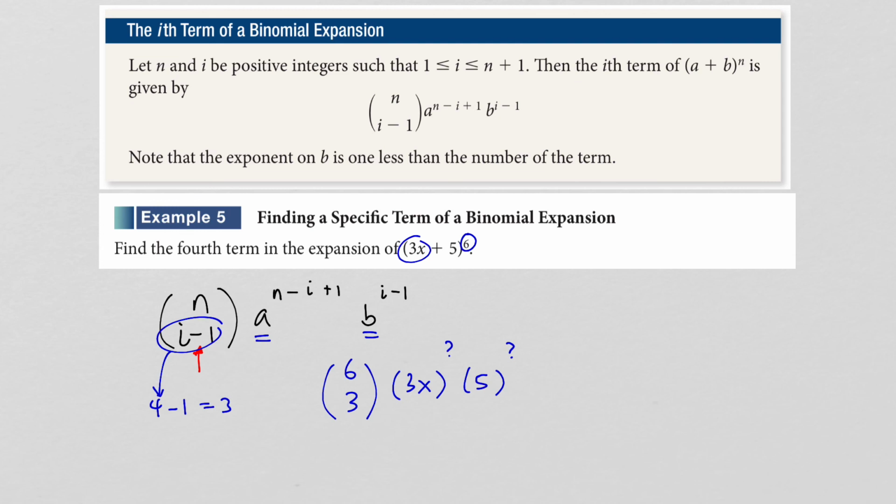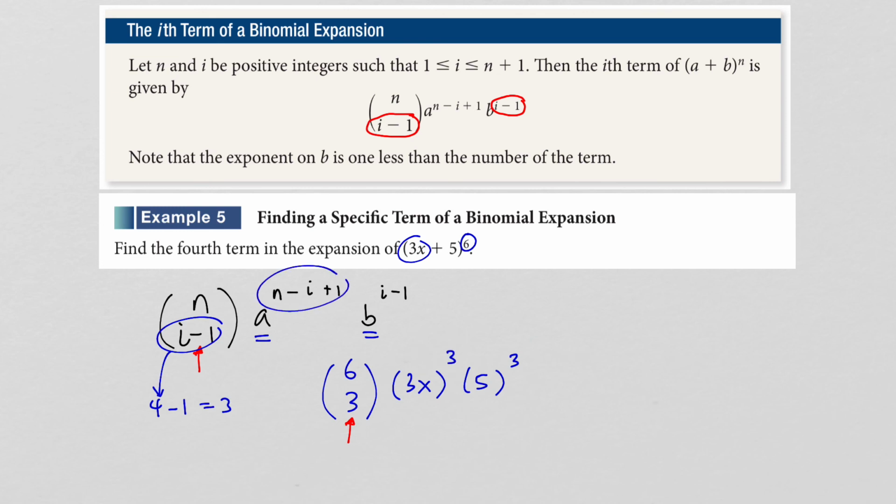And the question is, what are the powers going to be? Well, what I want you to notice is that whatever this number is in the bottom here, it's the same as the power of b. So if I have a 3rd power down here, I'm going to have a 3rd power here. So the only other thing to figure out is what is the power of 3x? Well, the formula says it's n minus i plus 1. You don't need to do all that. You know that the power here, when you add it to this power, has to equal 6, right? Because the power of each of these has to add up to be 6. So if this is 3, this would also have to be 3.